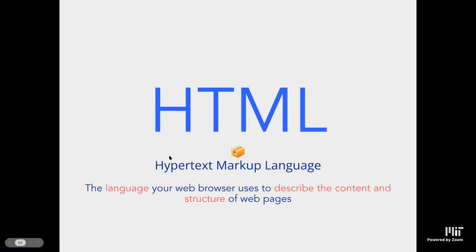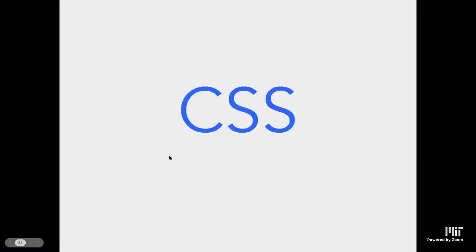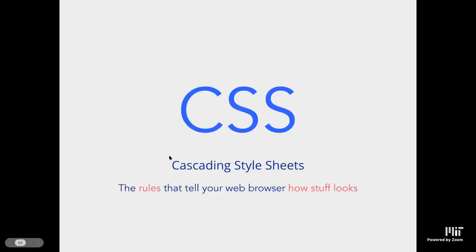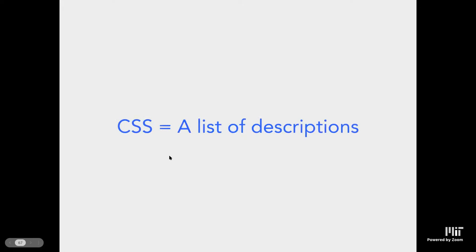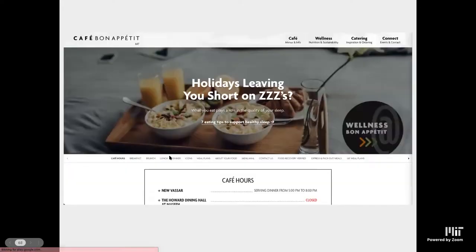Okay, and so that wraps up our HTML section. Now we'll move on to CSS. CSS is short for cascading style sheets, and they're basically rules that tell your browser how stuff looks. So if you think of HTML as a skeleton, CSS alters that skeleton to make it very pretty. And it is basically a list of descriptions, which you will find out later.